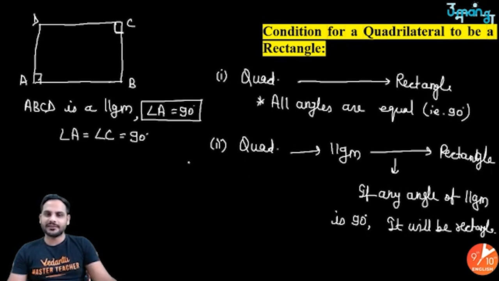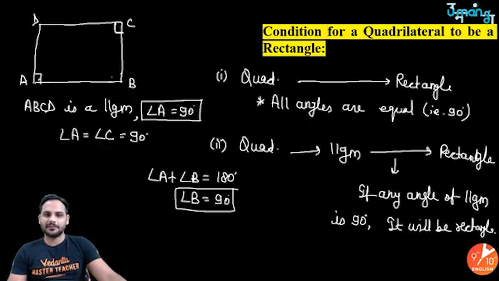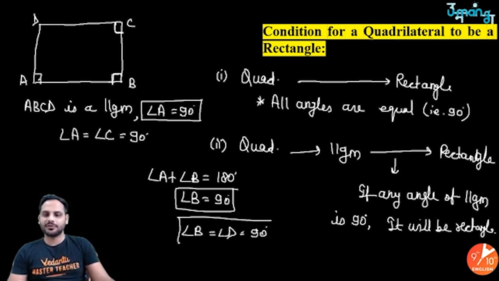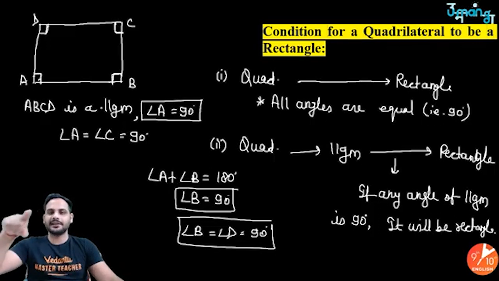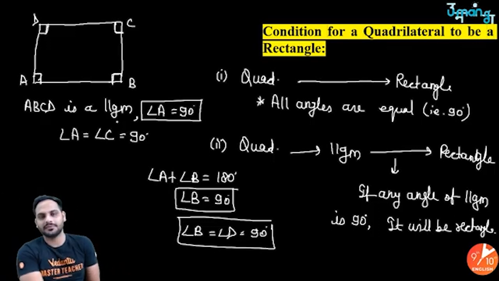Then I also know adjacent angles are supplementary, so angle A plus angle B is equal to 180 degree. Since angle A is 90, angle B is also 90 degree. And we know that angle B and angle D will be equal to each other, so they both also will be 90. So see, if one angle of a parallelogram becomes 90, automatically all angles become 90 degree.